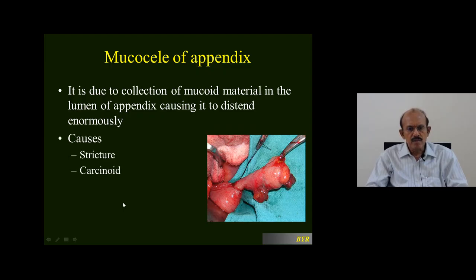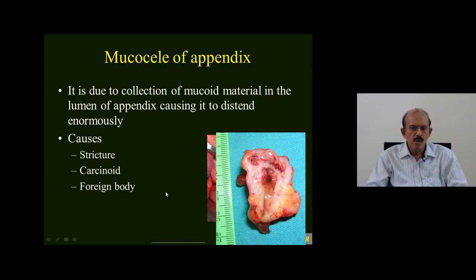Causes: stricture, carcinoid, foreign body. So that means some obstruction. So the wall is enormously thickened, and you can see the mucoid appearance. The lumen is filled with a lot of thick mucoid material. You can find here a stricture.